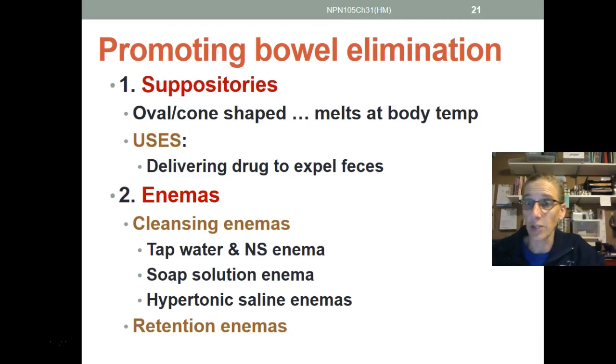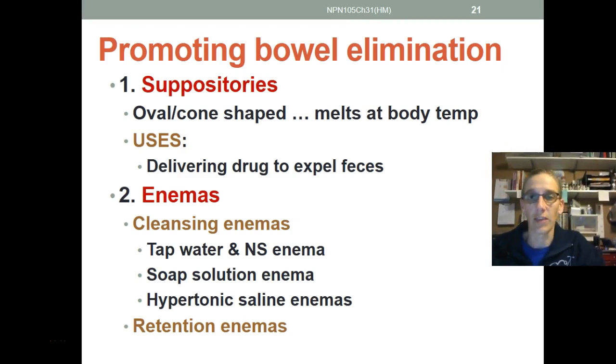Sometimes you have to do suppositories for patients who are having a hard time retaining oral medications. If we have severe nausea and vomiting, we may have to give medication via suppository. All right, enemas. We've got cleansing enemas and retention enemas. And then I'm going to discuss those a little bit more in depth here.